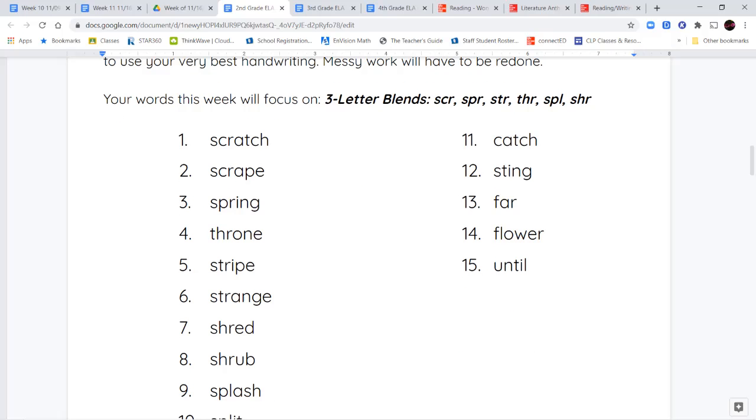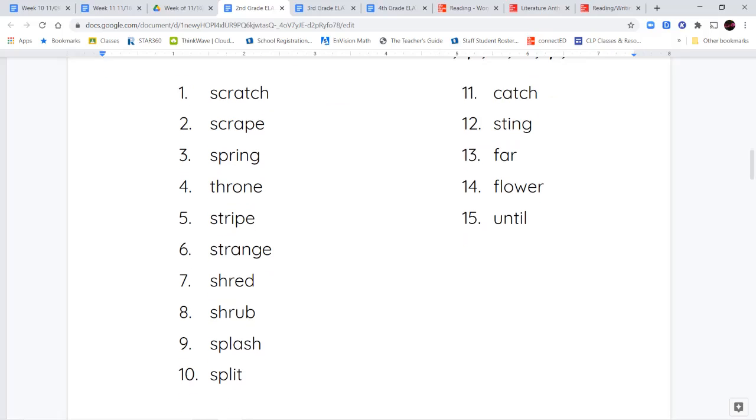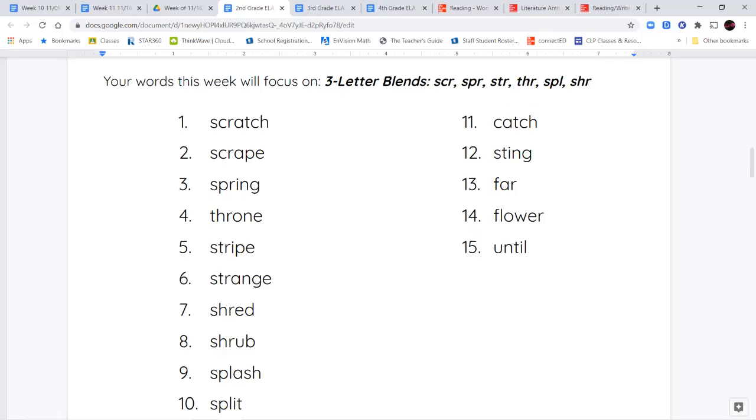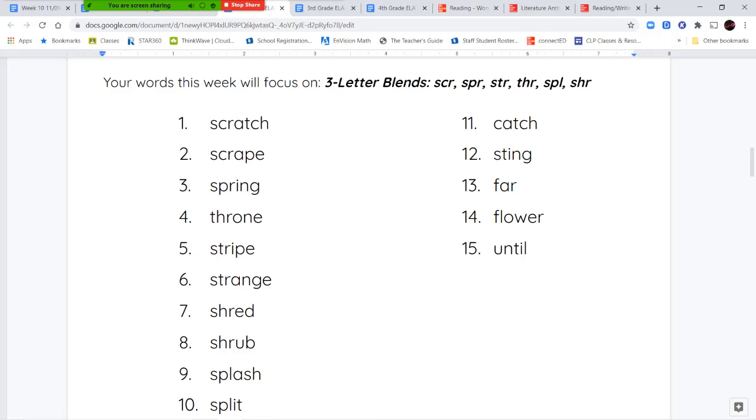So we have the word scratch, scrape, spring, thrown, stripe, strange, shred, shrub, splash, split, catch, sting, far, flower, and until. So pay attention to those 3-letter blends. You're going to see them in these first 10 words.